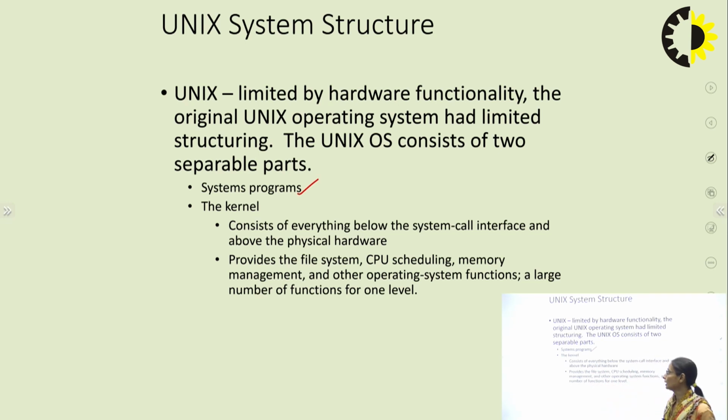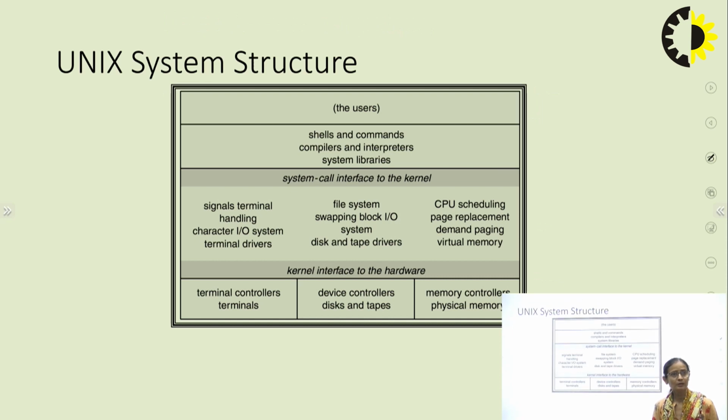System programs are basically called and executed with the help of the shell in the case of Unix. The kernel consists of everything below the system call interface and above the physical hardware. It provides support for the file system manipulation, CPU scheduling, memory management and other OS functions. A large number of functions for one level. This is the Unix system structure.